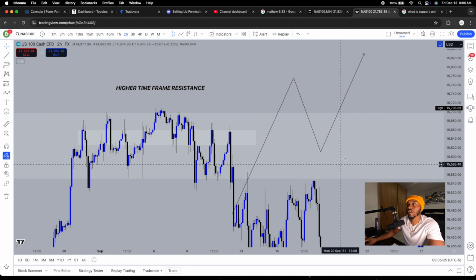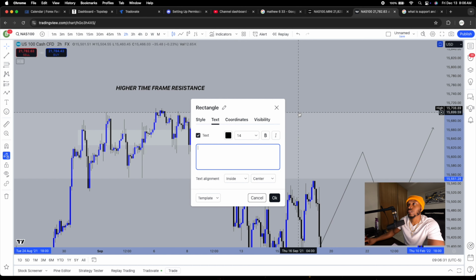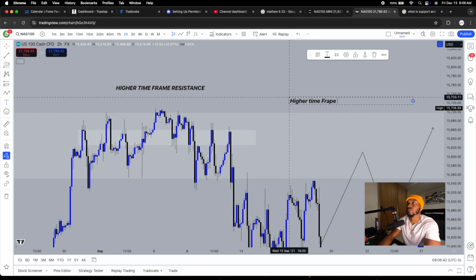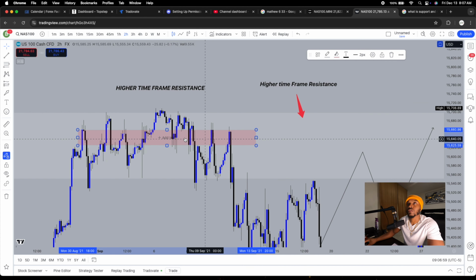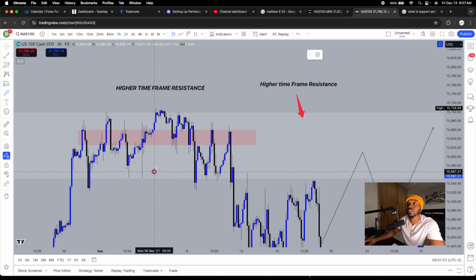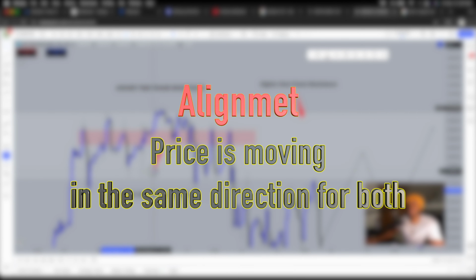So right now we have our higher time frame level of resistance, which is this big box. Higher time frame resistance. I'll put it in red so we know that it's resistance. And then we have our lower time frame resistance right here as well. Now, once we get both of those in alignment with each other, that's how we take our trades.